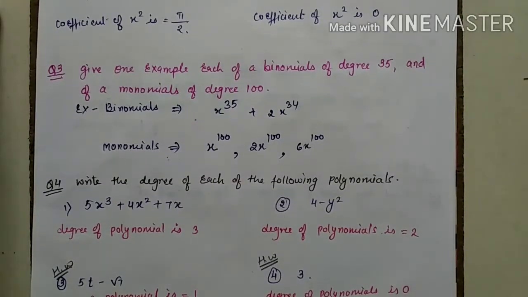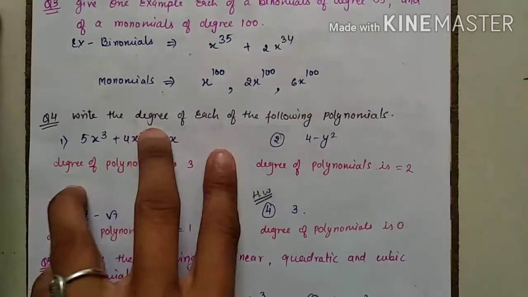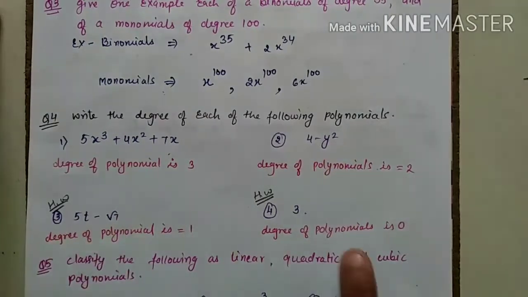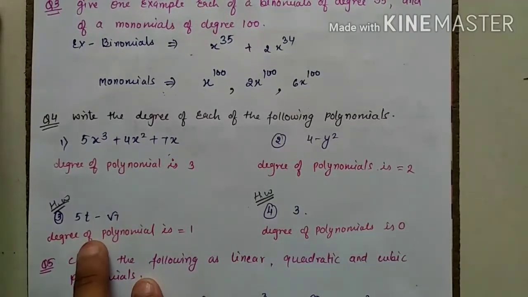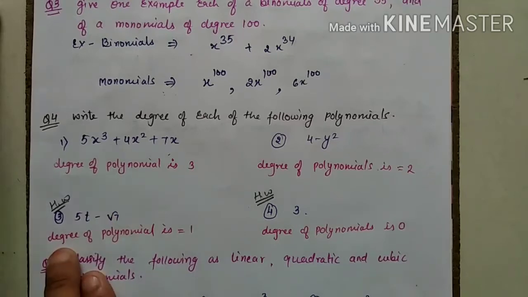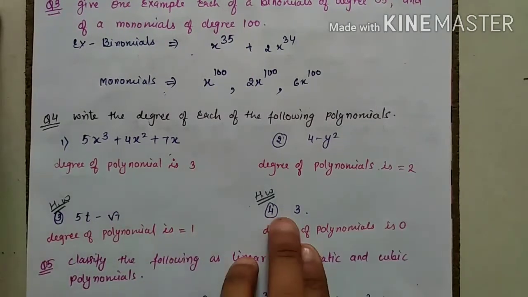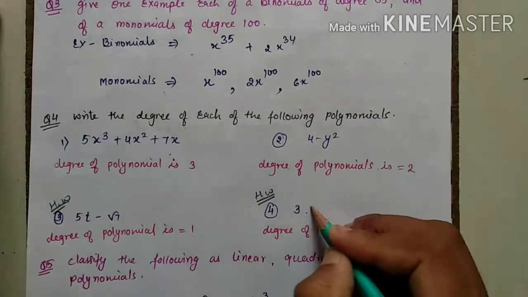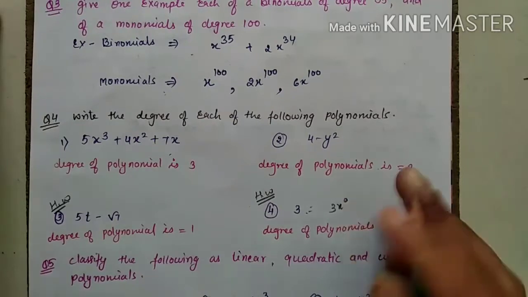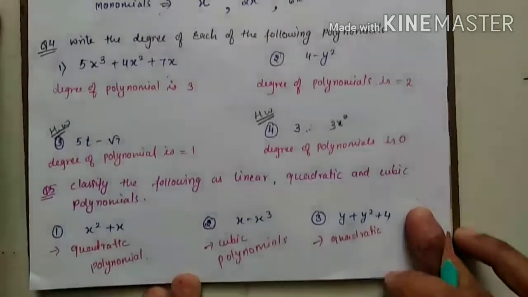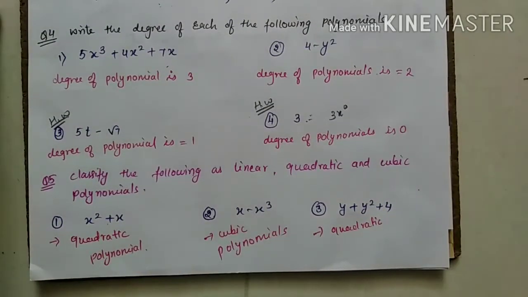Question 4 I have given you as homework. In question 4, write the degree of each of the following polynomials. This one I have solved, and this one I have solved. These 2 I have given you as homework. I want to find the degree, and the degree is the highest power of my variable. Here is 5t and t has a power of 1. So here the highest power is 1, so the degree of the polynomial is 1. Here there is no variable, and whenever there is no variable we always consider it a constant, and in the case of a constant we can assume x power 0. So that's why the degree of the polynomial is 0. Is it clear? Now the 5th question I have solved completely in yesterday's class.